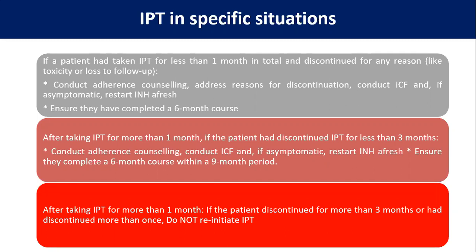Now, after taking IPT for more than 1 month, if the patient has discontinued for less than 3 months, then again, we should conduct adherence counseling, conduct ICF, and if found asymptomatic for TB, we should restart INH afresh to ensure that the patient completes a 6 month course within 9 months period. Now, after taking IPT for more than 1 month, if the patient discontinued for more than 3 months or had discontinued more than once, then we should not reinitiate IPT.